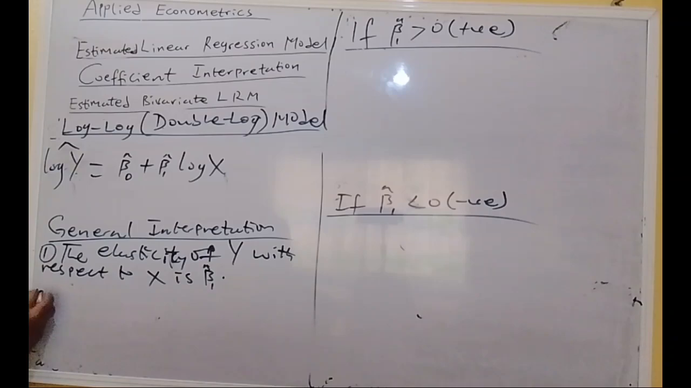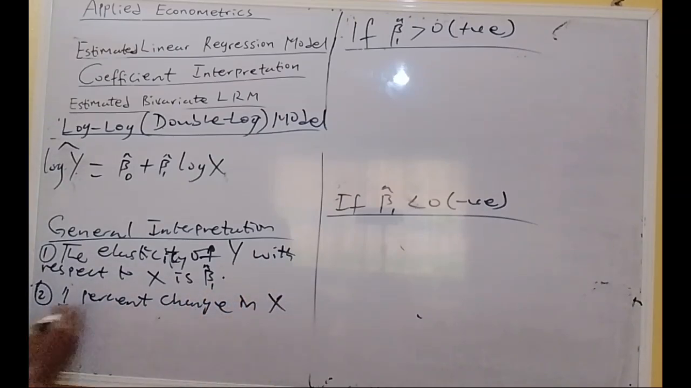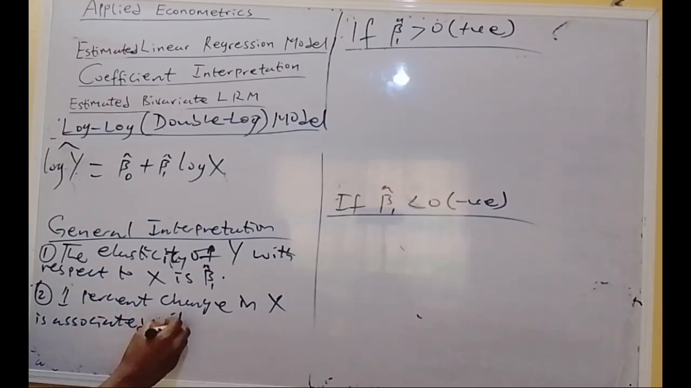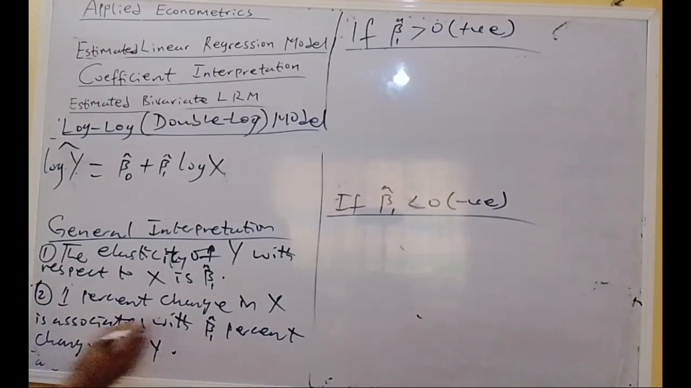The second, but equivalent, interpretation is that this will be interpreted as a 1% change in x is associated with beta 1 hat percent change in y. So these two interpretations are equivalent. Either of the two, we are good to go.